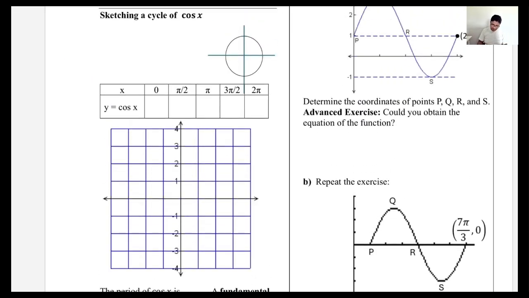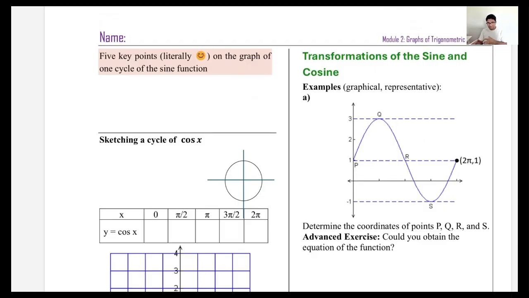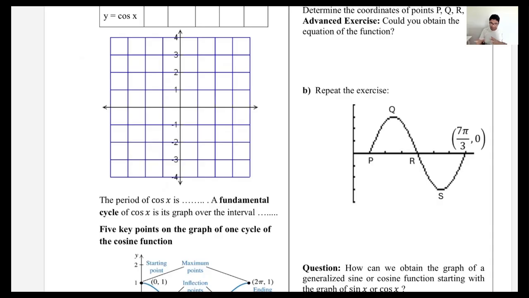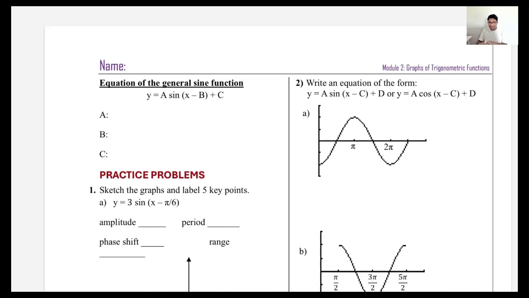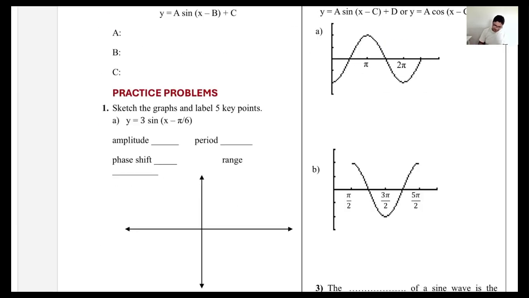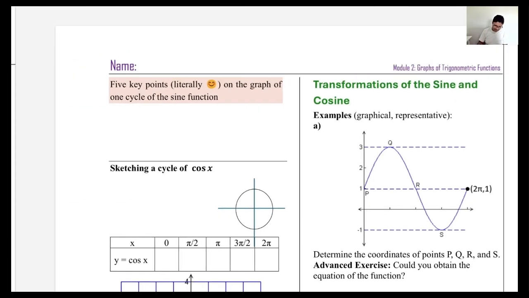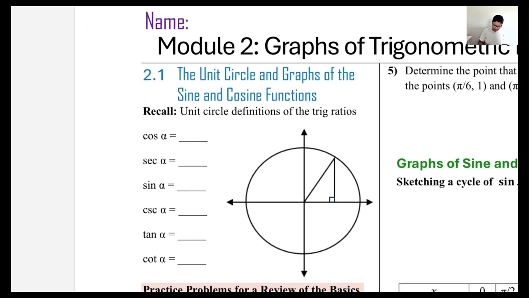And then we will move to the concept of transformation, stretching the graph and moving the graph around. And with that, we will wind up this section. So we will be ready to study the general sine wave in the next unit. Okay. And now let us get started step by step.